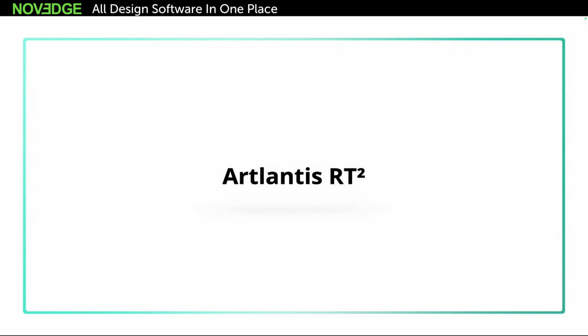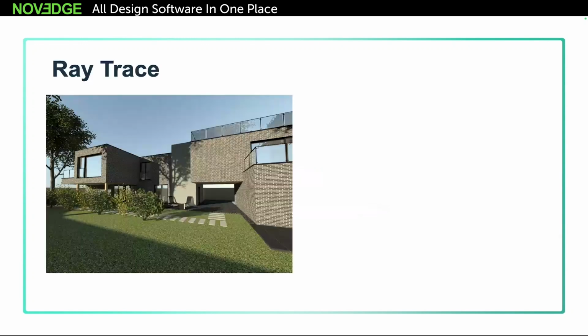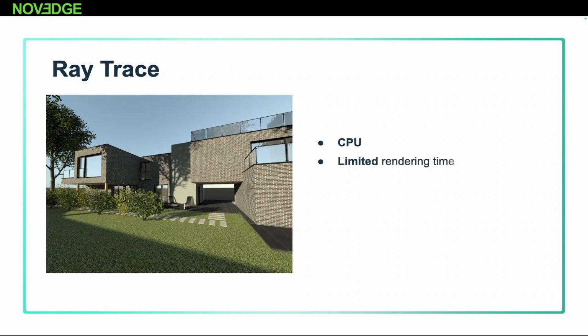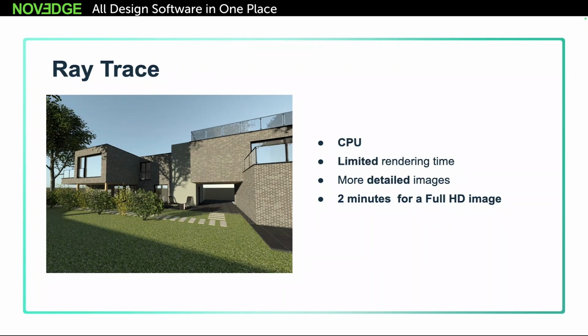Artlantis RT² also means ray tracing. This is why this version is a technical revolution, because you can create ray trace images or real-time images. So we are using your CPU to create ray trace images. The time to render an image is very limited. You will have more detailed images, and for instance, to calculate this full HD image, it took me 2 minutes.